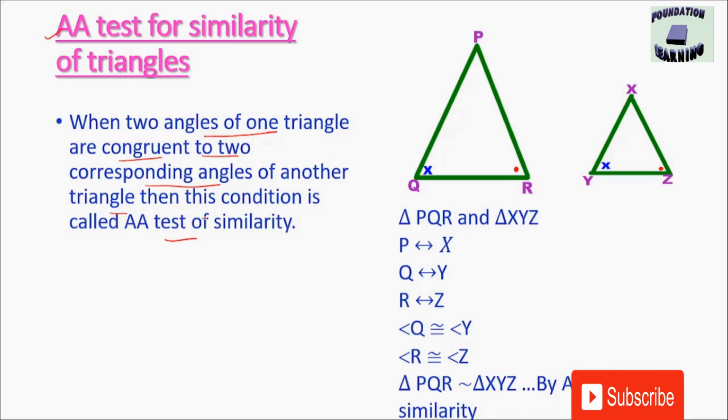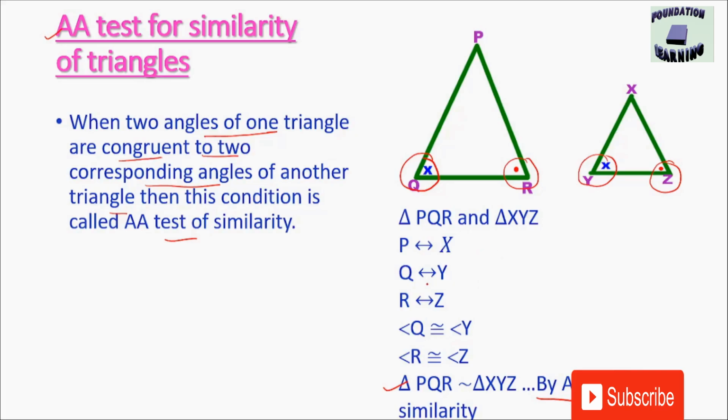So when two angles of a triangle, so this angle, which angle? Angle Q corresponding to angle Y, they are congruent. Angle R is congruent to angle Z. They have one-to-one correspondence. Therefore, triangle PQR is similar to triangle XYZ by a test of similarity. In the previous one, AAA, three angles have to be congruent. So here, if two angles are congruent, then also they are similar.